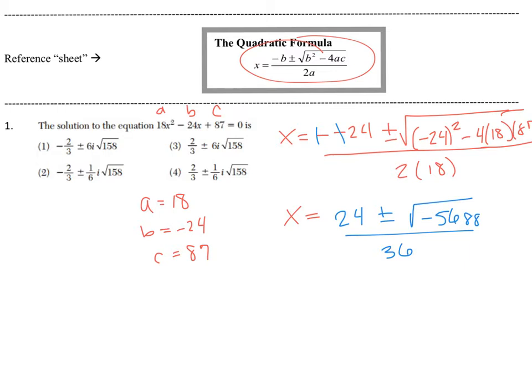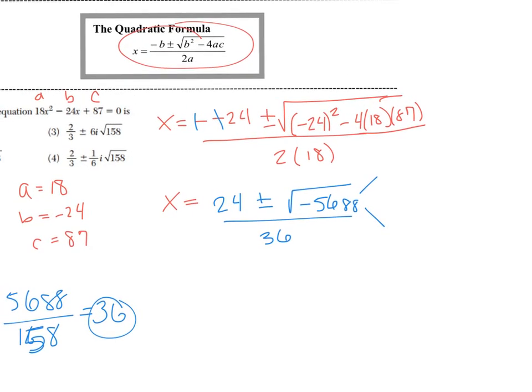If you notice, inside of all the choices, you have 158. So I'm going to divide negative 5,688 by 158. When you do that, you get 36, which is awesome because that's a perfect square. So I'm going to break this up into the square root of negative 1, because it's negative, the square root of 36, and the square root of 158.